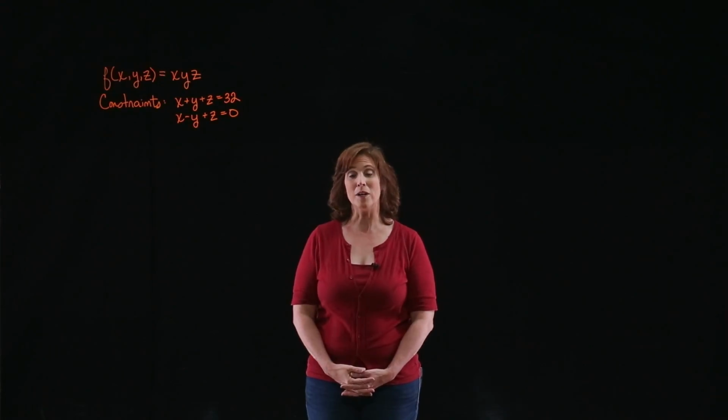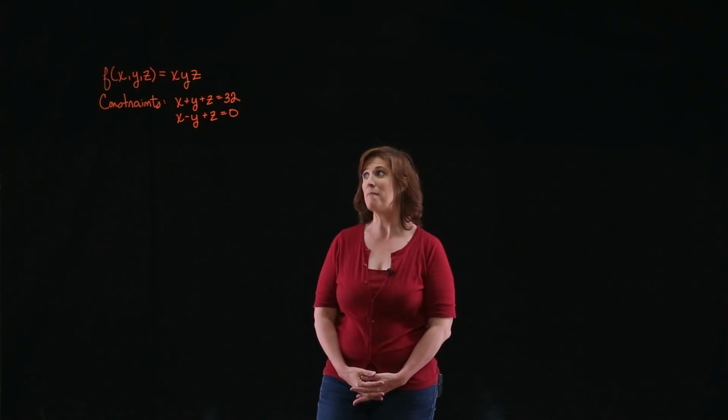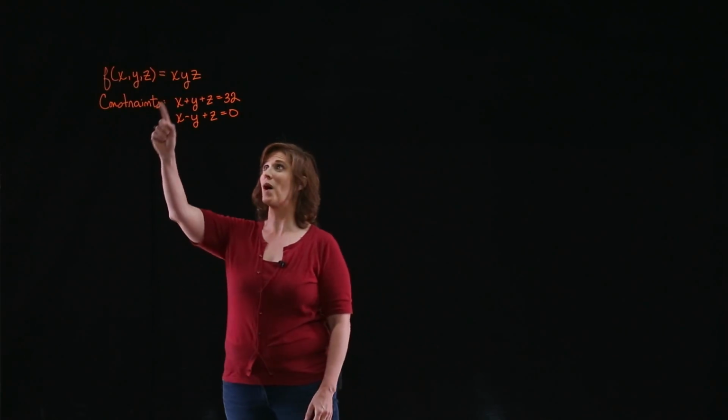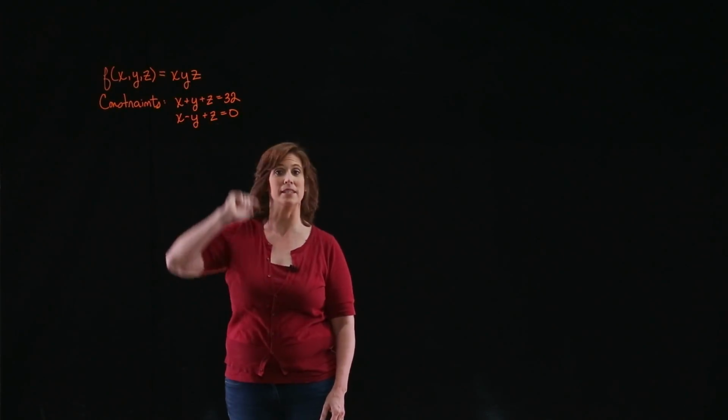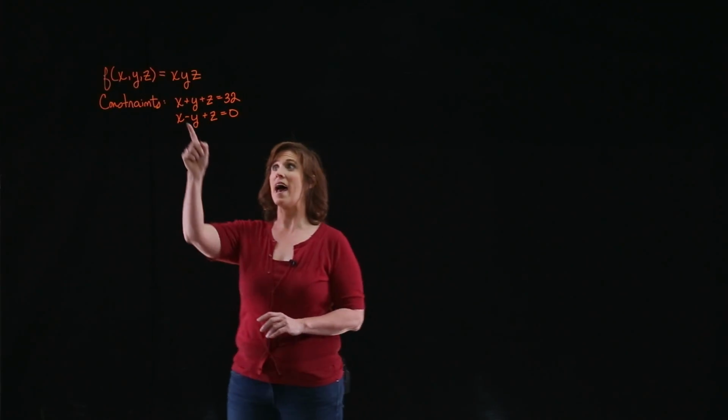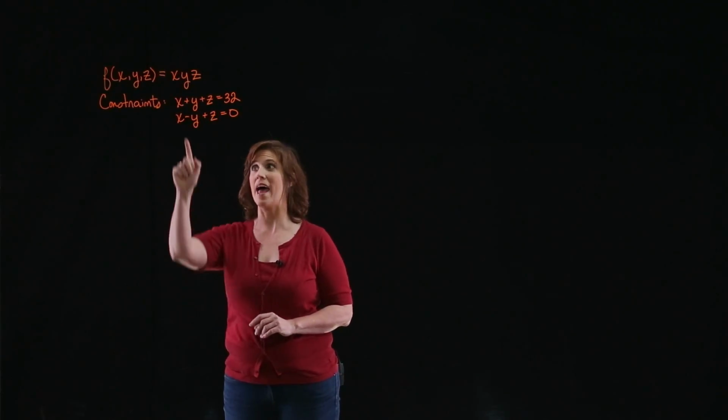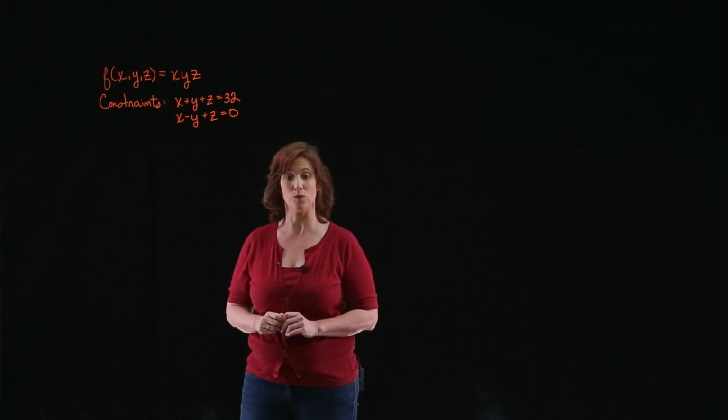Hello, I'm Cheryl. In this problem, we're going to be using Lagrange multipliers to find the maximum of my function f of x, y, z equals x times y times z with two constraints: x plus y plus z is 32 and x minus y plus z equals 0.